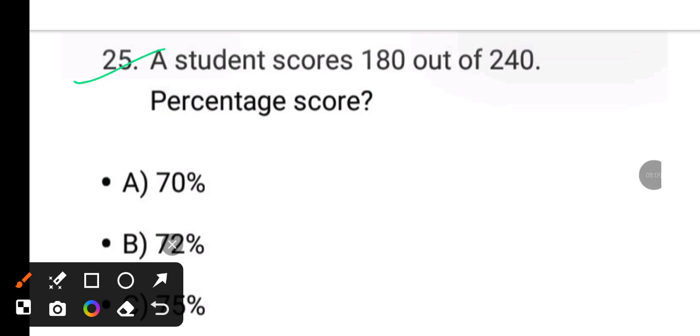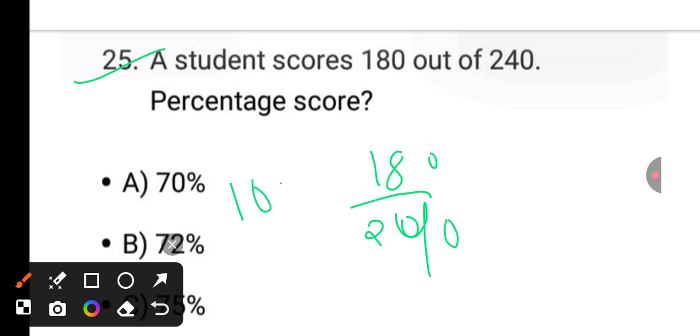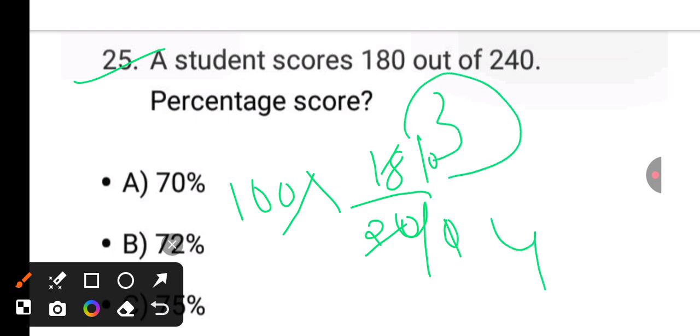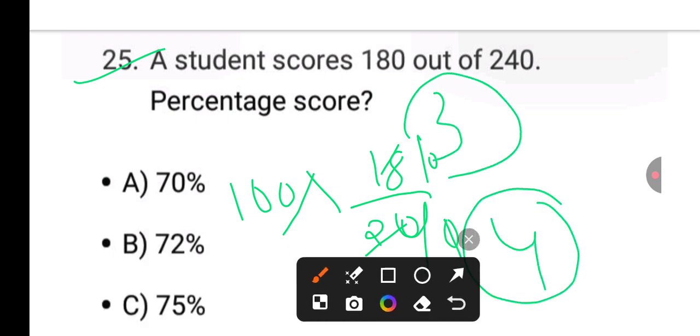Next one, a student scores 180 out of 240. Okay, 180 out of 240, into 100. Percent is always 100%. Okay, it is 3 by 4. 3 by 4 means 75%.